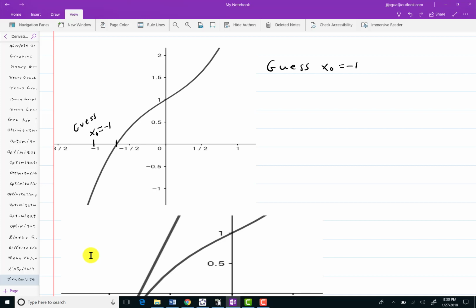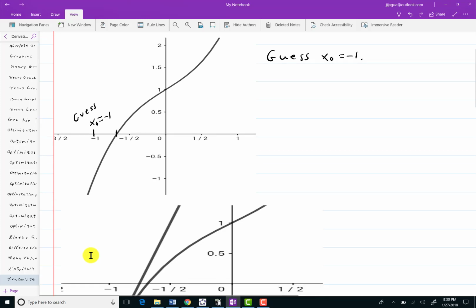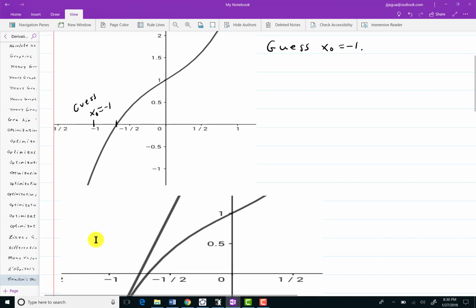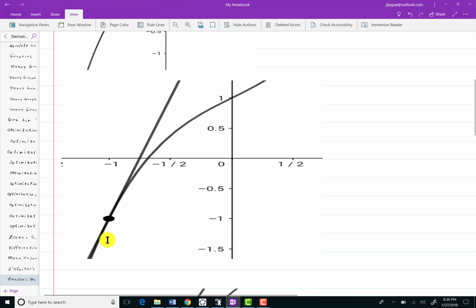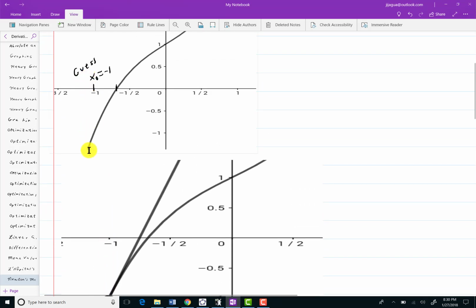Now, after that, you locate -1 on the graph, and then you find its point on the function itself. So if you look, -1 is the point on the graph that is directly beneath x equals -1. Now what I'm going to do is calculate and graph the tangent line that goes through this point -1, -1.